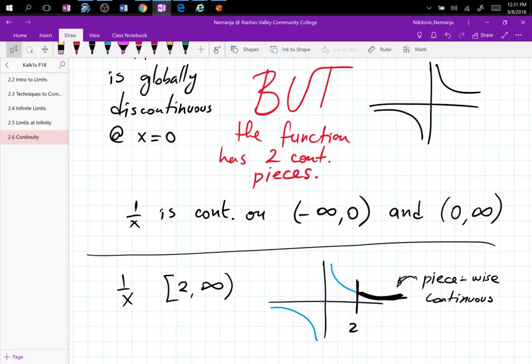Sines and cosines are the only trig functions that do not have vertical asymptotes. Right? Tangent, cotangent, secant, and cosecant all have vertical asymptotes. Therefore, they're all discontinuous. Or you can say piecewise continuous, right? If you want to be politically correct in mathematics.